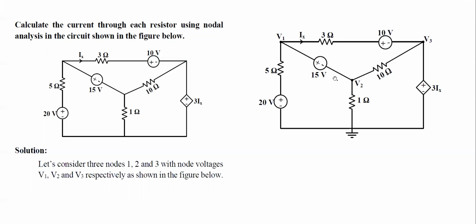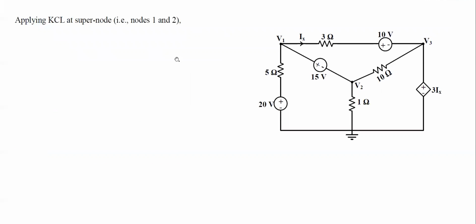In this circuit, we can see that there's a voltage source connected between node V1 and V2. That's why we have to consider a super node consisting of nodes V1 and V2. When we consider a super node consisting of node 1 and node 2, this voltage source is neglected. After neglecting this voltage source, we can easily see that there are 4 more branches. This branch and this branch are connected to node 1, and this branch and this branch are connected to node 2. So we'll find the current through each of these branches.